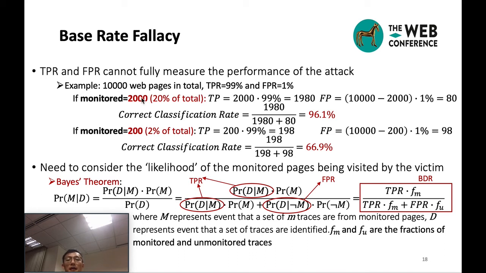If the monitored page is 2,000, then the correct classification rate, which is the BDR, is actually close to 100%. And if the monitored page is only 2% of the total pages, the detection rate declined to less than 70%. So according to Bayes' theorem, the BDR is defined as the probability that a detected page, D, is actually a monitored page, which can be simplified using this expression here.